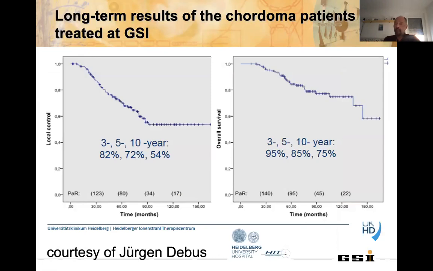This is now shown also when you look at the long-term results. Now the clinical trial at GSI was stopped in 2007. So more than 10 years follow-up there. Now you can see the local control is about 50%, and the overall survival is also about 50% in these patients. At 10 years, you see you have a 54% local control and 75% survival.